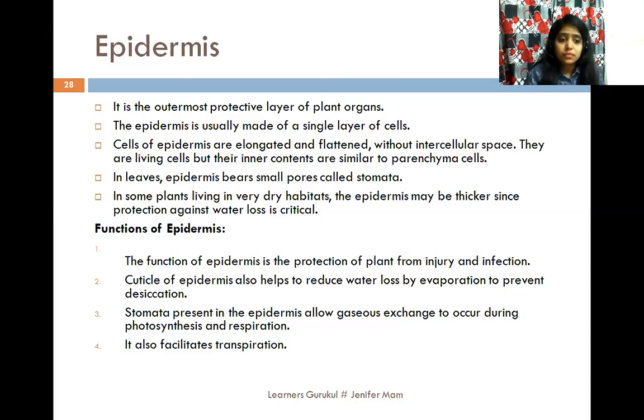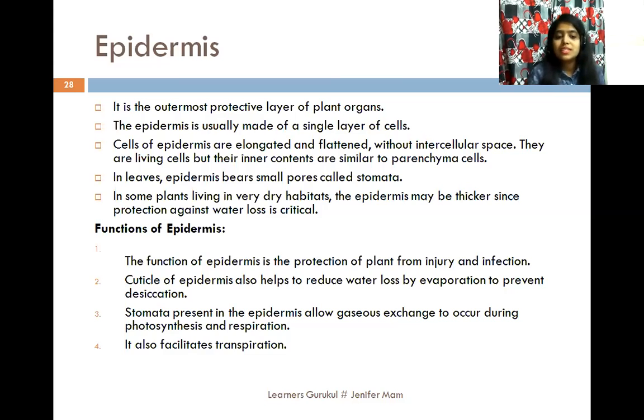In some plants living in dry habitats, the epidermis may be thicker. If you see plants living in desert areas, like cactus, you can find the epidermis to be very thick because it prevents critical loss of water. It will not let the plant evaporate water.